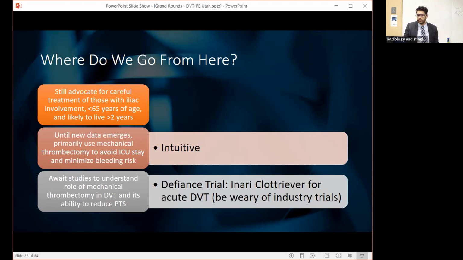And there is one trial called the Defines trial, where that device that I just showed you from that case is going to be compared to anticoagulation for acute DVT. So, always be wary of industry trials because of the way that they're designed, but still, some data is better than no data.